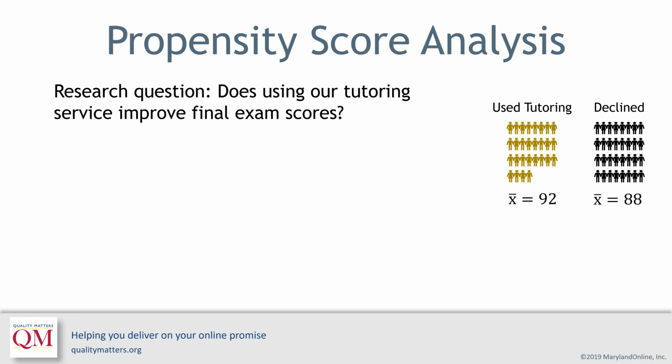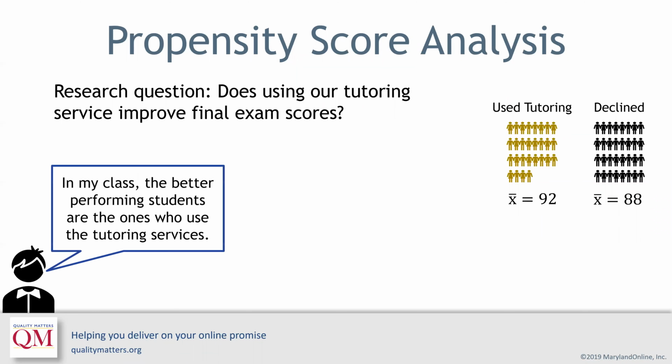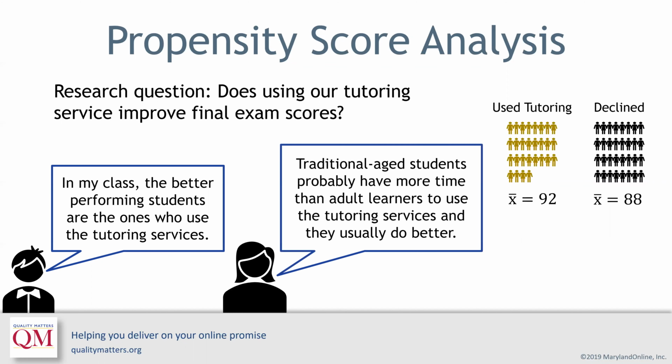We could do an independent t-test here to compare the two means, but that wouldn't completely answer our question. If you try to publish these results, you'd probably get feedback like this. Well, in my class, the better performing students are the ones who use the tutoring services. Or, traditional age students probably have more time than adult learners to use the tutoring service, and they're usually better.